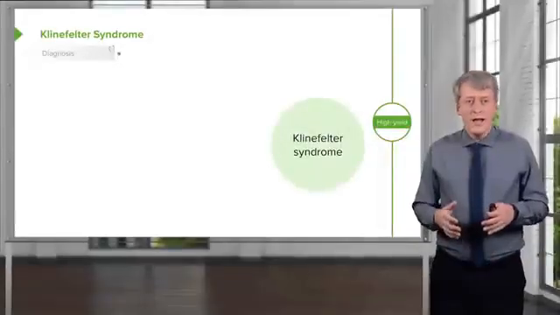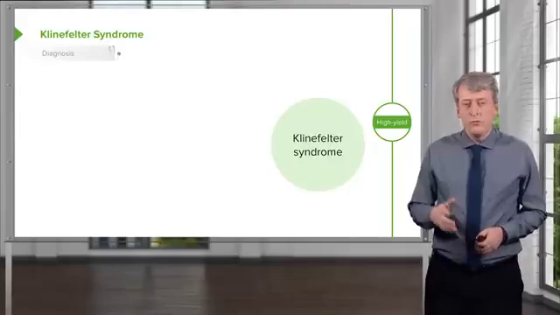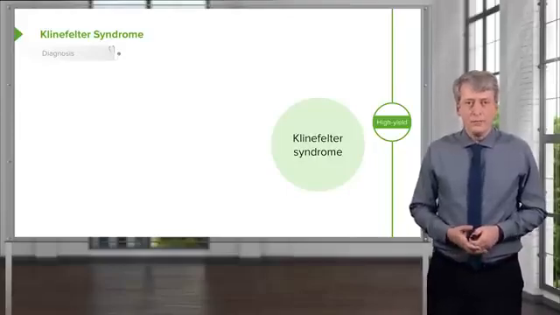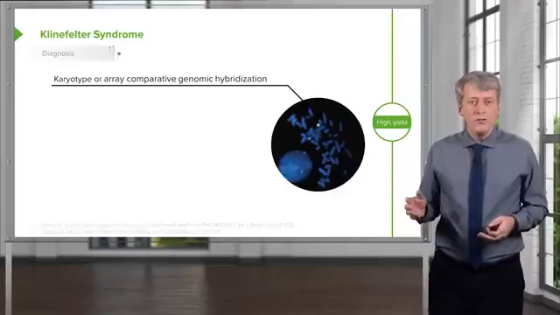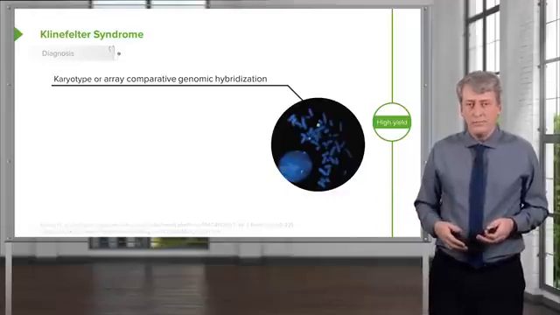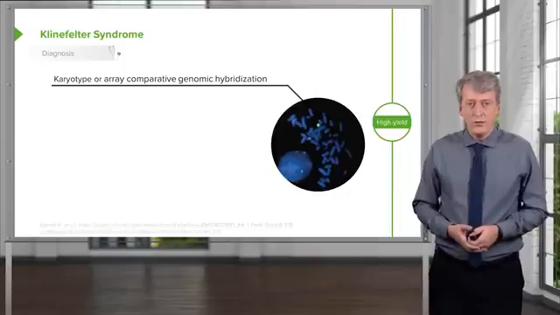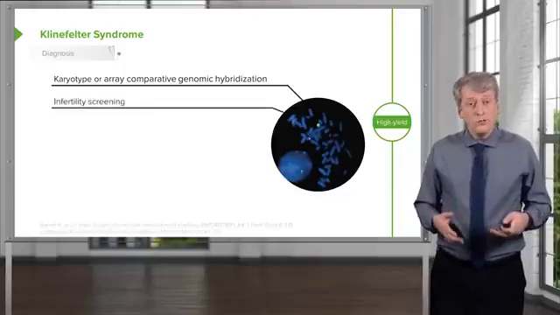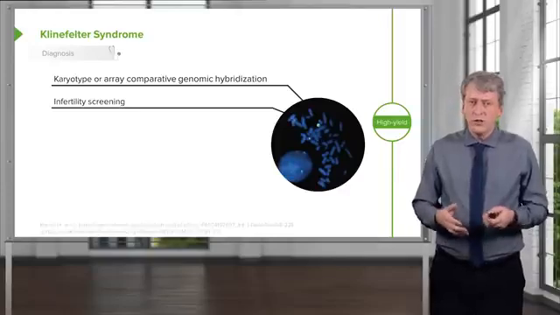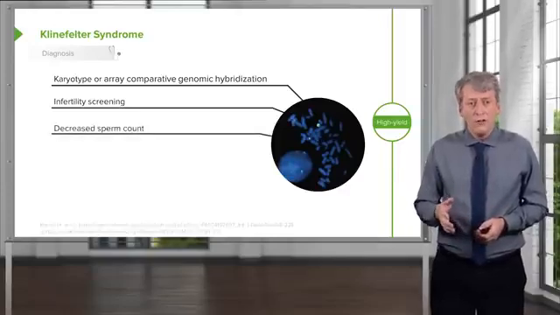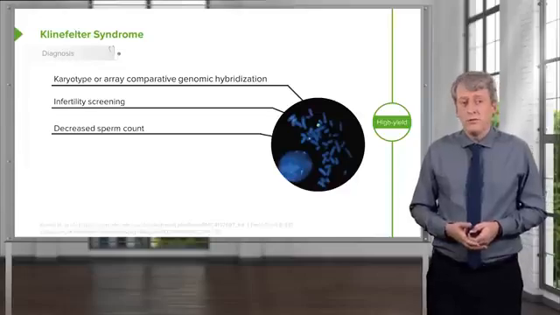So how do we diagnose Klinefelter syndrome if we suspect a patient might have it? Well, first we will send a karyotype or an array comparative genomic hybridization. This will make our definitive diagnosis. We will also screen these patients when they are adult males for infertility. That's useful for them to know about, for often they have a decreased sperm count.